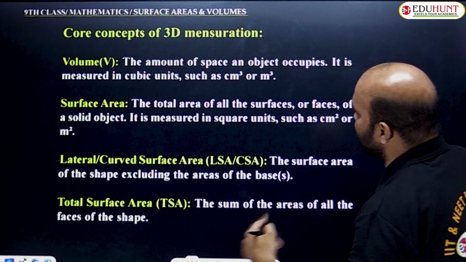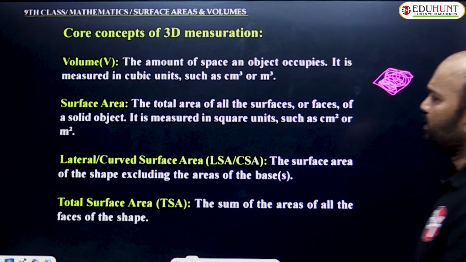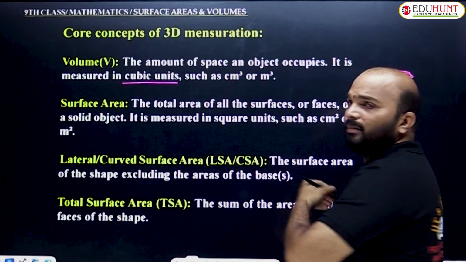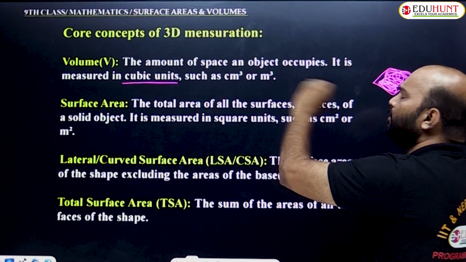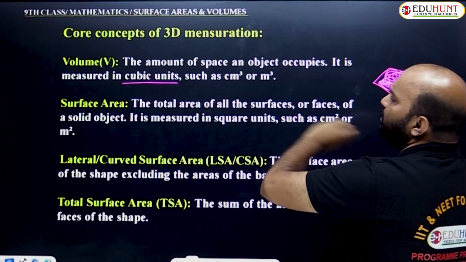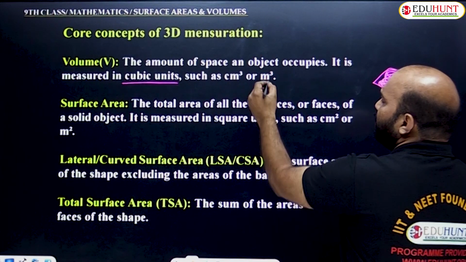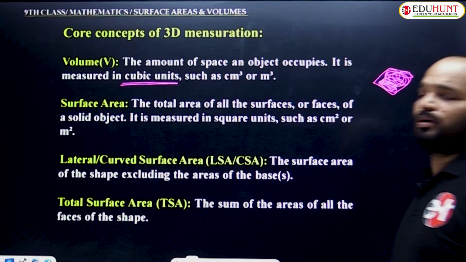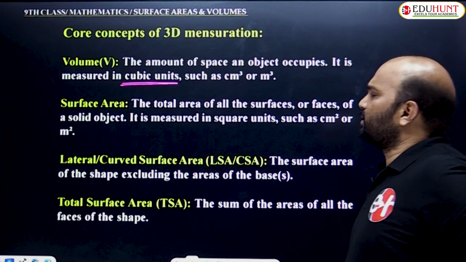Cubic units means such as centimeter cube or meter cube. So it is measured with cubic units, centimeter into centimeter into centimeter, nothing but centimeter cube, or meter into meter into meter, meter cube. So it is also called cubic centimeters or cubic meters. So especially, volume is measured in cubic units. Am I clear? Next one, surface area.